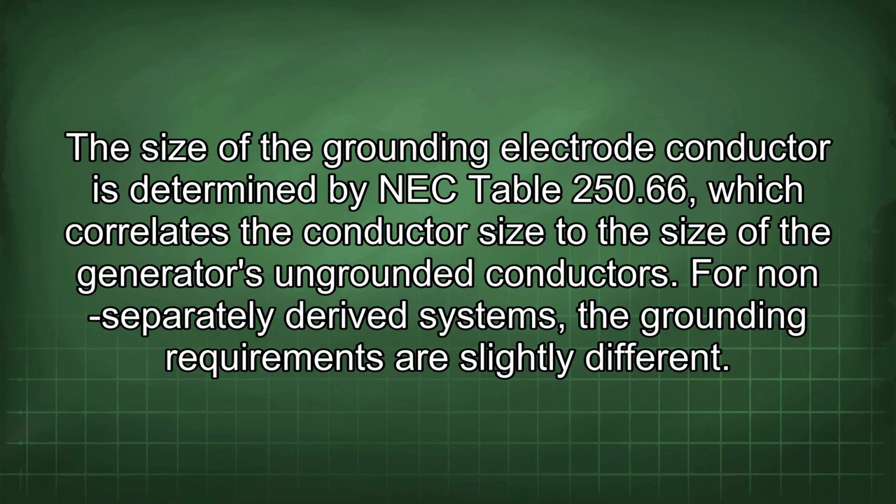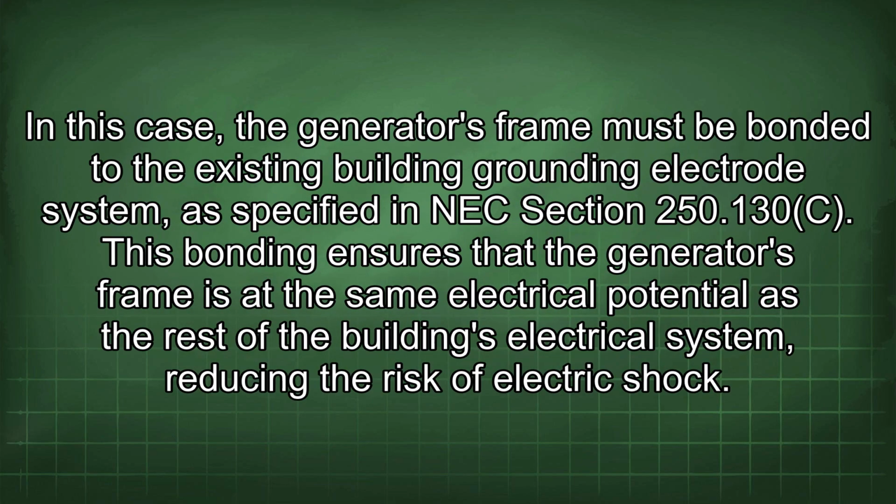For non-separately derived systems, the grounding requirements are slightly different. In this case, the generator's frame must be bonded to the existing built-in grounding electrode system, as specified in NEC section 250.130(C). This bonding ensures that the generator's frame is at the same electrical potential as the rest of the building's electrical system, reducing the risk of electric shock.